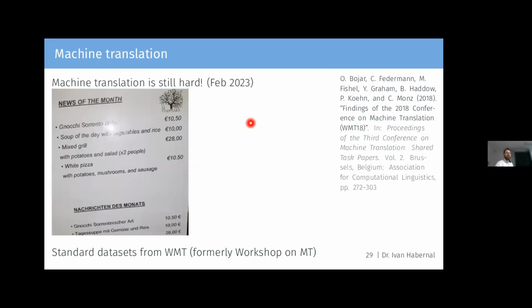Machine translation is still hard. I took this picture two months back in Tenerife, and there's a menu which says news of the month, which is wrong already. This is a translation, I guess, from Spanish to English. The translation to German is even worse: Nachrichten des Monats on the menu. I don't want to eat Nachrichten des Monats. Obviously they used Google Translate, but if you don't have the context of a menu, it will just say, what's the news of the month? Of course it's Nachrichten des Monats, if you don't know it's on a menu. So it's still a hard problem.